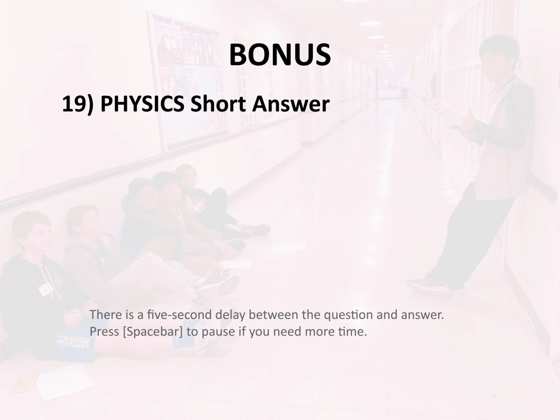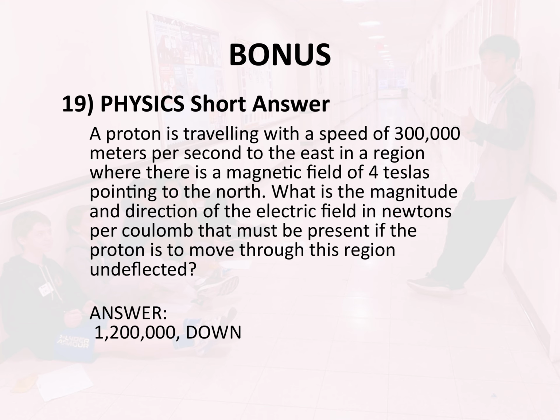Bonus 19. Physics. Short answer. A proton is traveling with a speed of 300,000 meters per second to the east in a region where there is a magnetic field of 4 teslas pointing to the north. What is the magnitude and direction of the electric field in newtons per coulomb that must be present if the proton is to move through this region undeflected? Answer: 1,200,000 down.